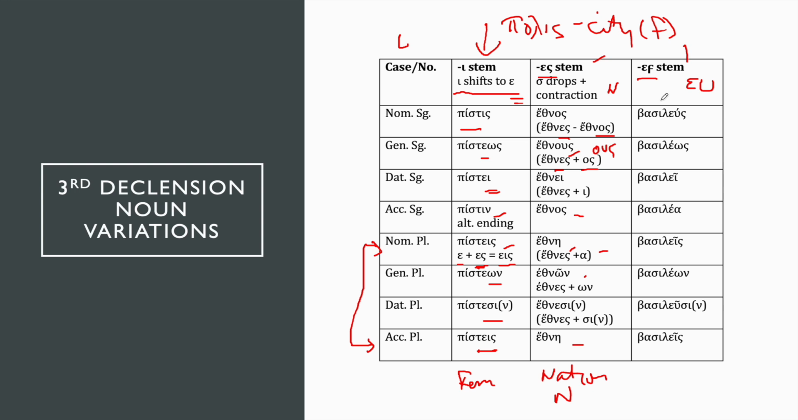So we see basileus, basileos, basilei, basilea, okay, with the alpha, basileis, basileon, basileusin, and basileis. So again, this is a masculine noun and it means king.